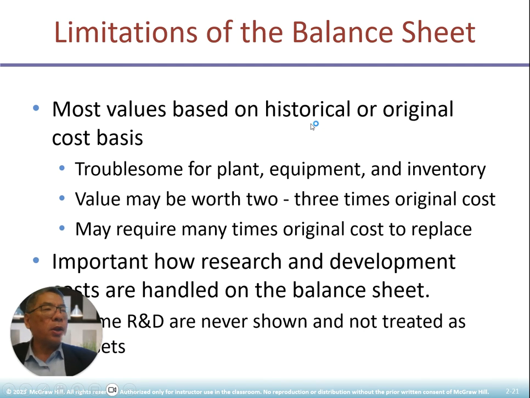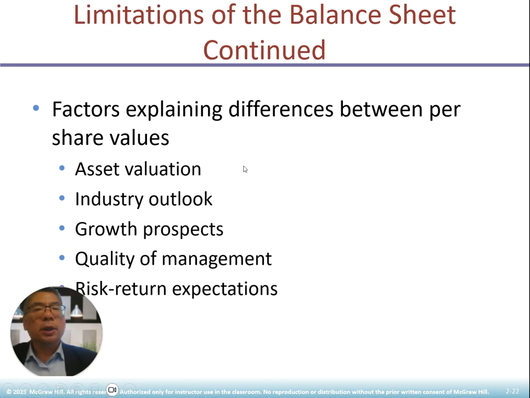Book value is based on historical as well as original cost basis. It is important how research and development is handled on the balance sheet. Okay, some R&D is never shown and not treated as an asset. Let's look at an example of factor differences between share values, such as asset valuation, industry outlook, growth prospects, as well as quality of management and risk of return expectation.